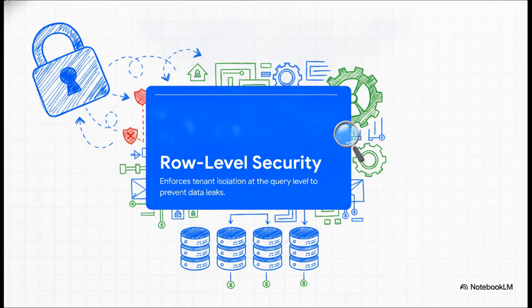Now for layer 2, the Backend API. You know that absolute terror of a developer accidentally leaking one customer's data to another? Yeah, we really want to avoid that. You should use a backend like Node with Nest.js or Java with Spring Boot to automatically inject your tenant context. But the real magic here? Postgres's row-level security. This actually enforces tenant isolation at the database query level itself.